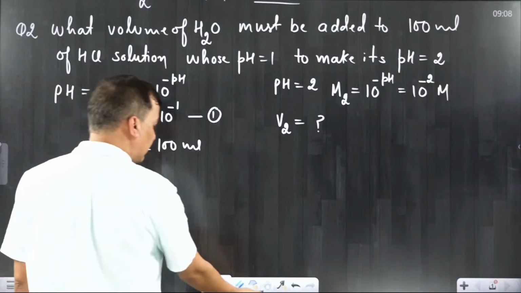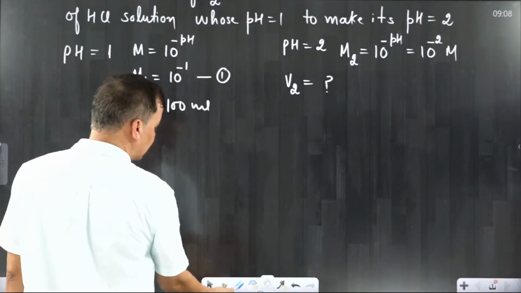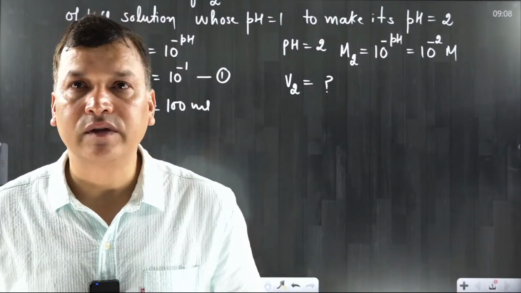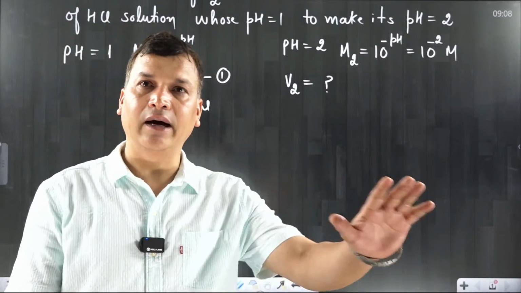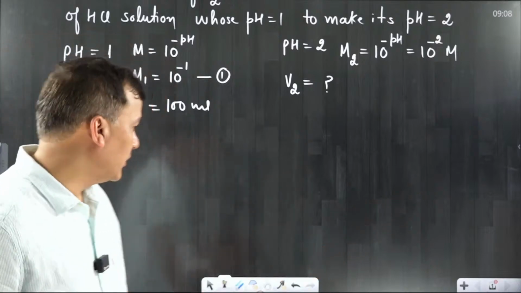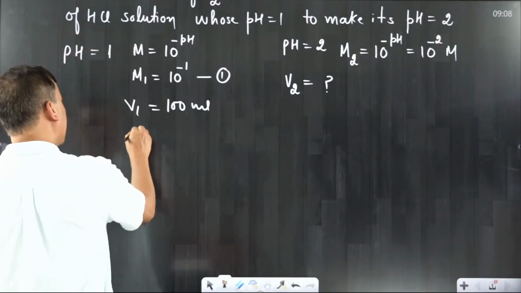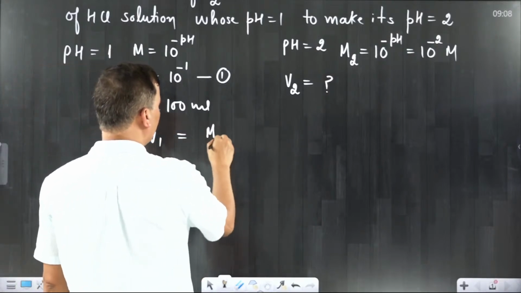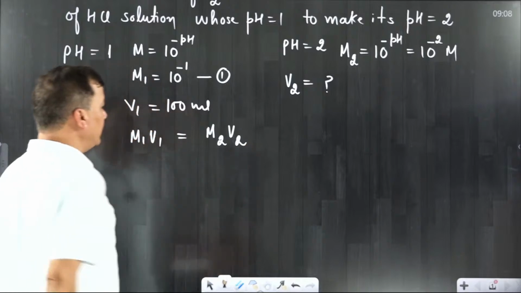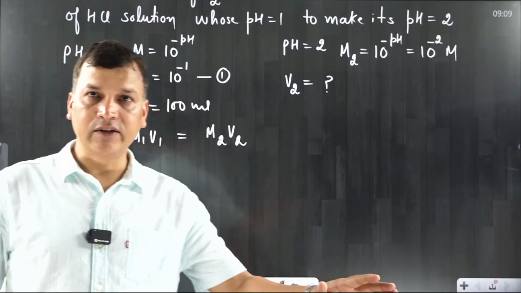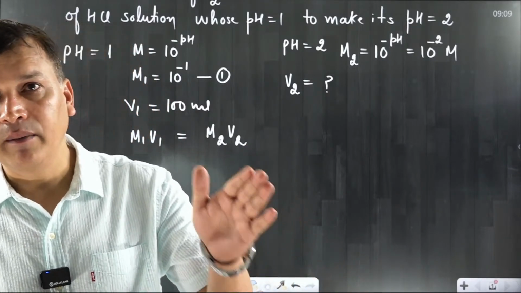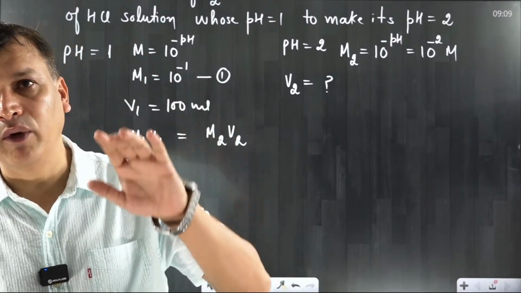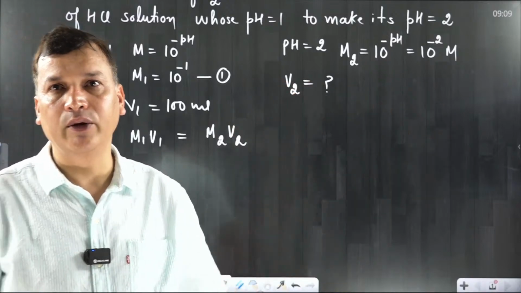What formula do we have? Once again, I am telling you. The formula is that the number of moles of the solute before dilution and after dilution remains the same. So, dear student, here we have M1 V1 is equal to M2 V2. Here 1 and 2 are not solute and solvent; these are the molarity before dilution and after dilution, and the volume before dilution and after dilution.